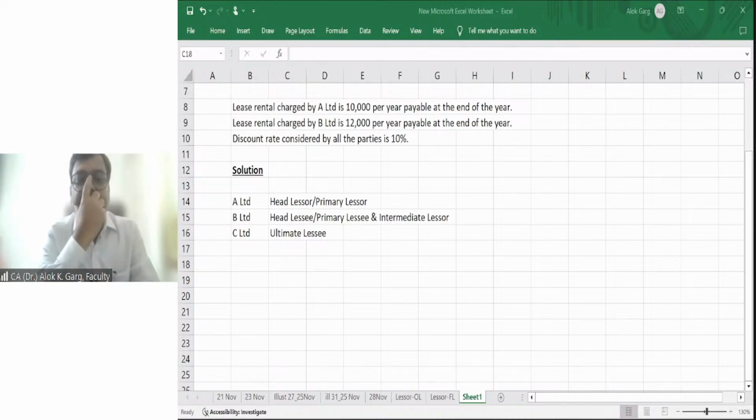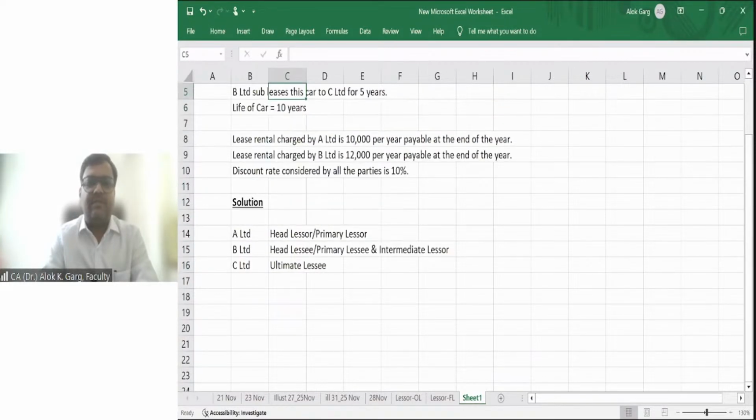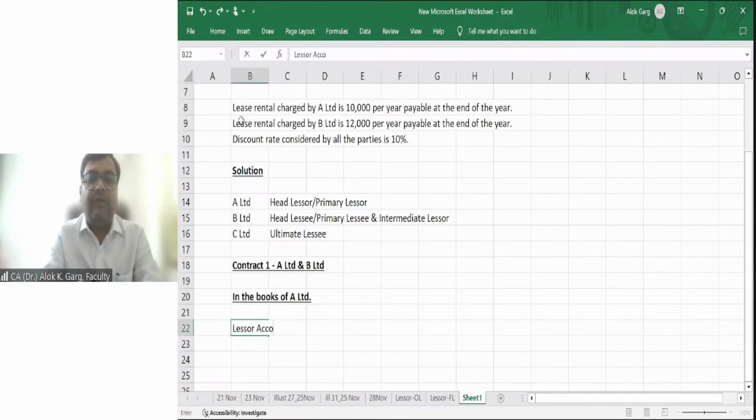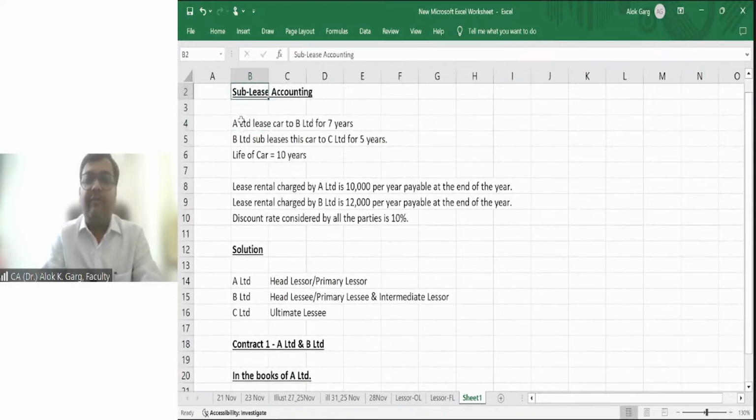So A Limited is a lessor, and the life of the asset is 10 years and he has given it for 7 years. So roughly 70% of the life. Now contract one is between A Limited and B Limited. In the books of A Limited, what accounting will happen? Lessor accounting will happen, right?